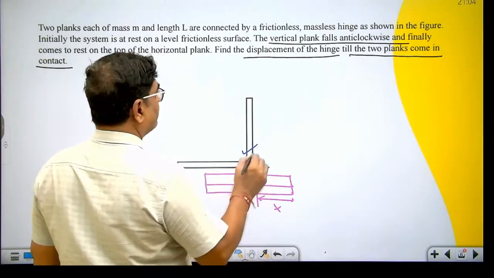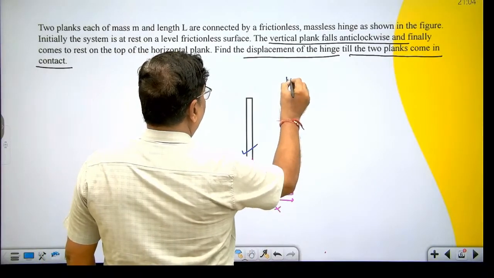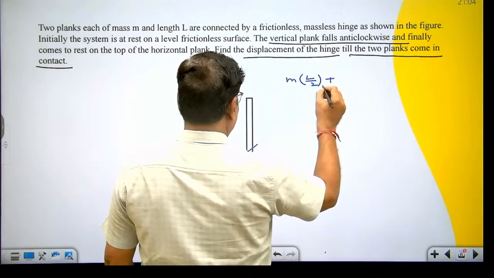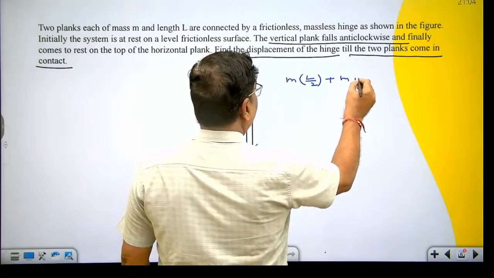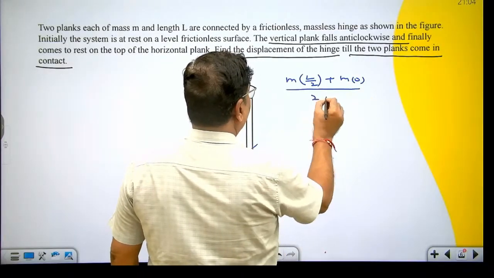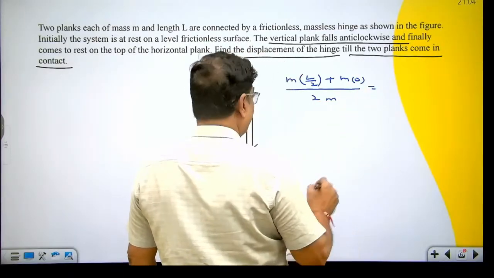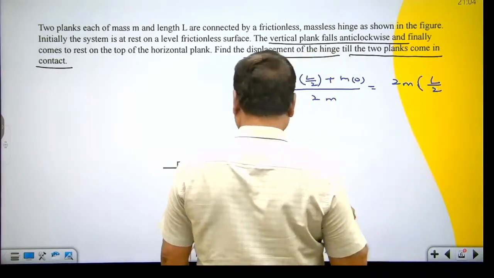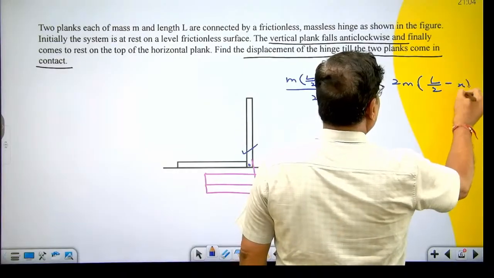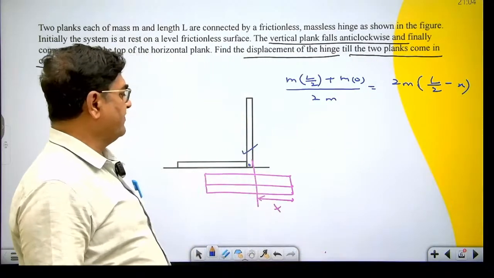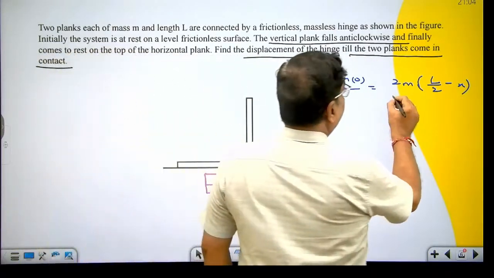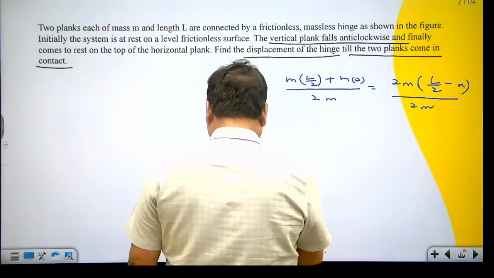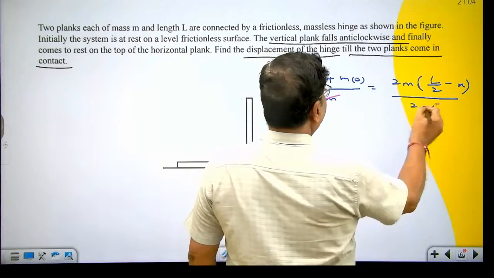So what is the equation? m1x1 plus m2x2 divided by m1 plus m2 equal to what? 2m times L by 2 minus x, because we have assumed that this complete system is shifted by distance x, upon 2m.